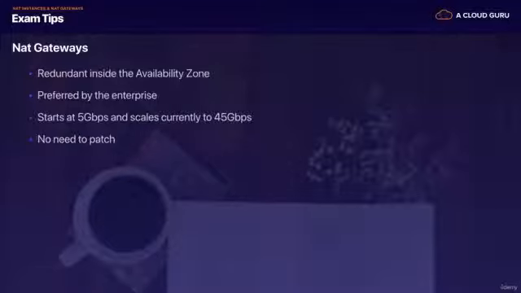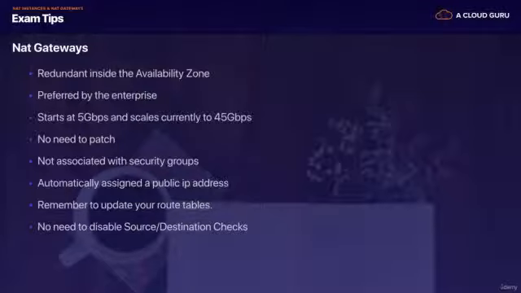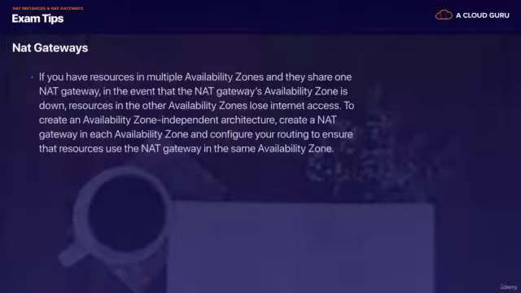You don't need to go in and patch the operating system for your NAT gateways. You do have to do that for your NAT instances. Your NAT gateways are not associated with any security groups. We didn't have to go in and add it to my web DMZ security group. Your NAT gateway is going to automatically be assigned a public IP address, and you just need to go in and update your route tables for your NAT gateways, and there's no need to disable your source and destination checks for your NAT gateway.